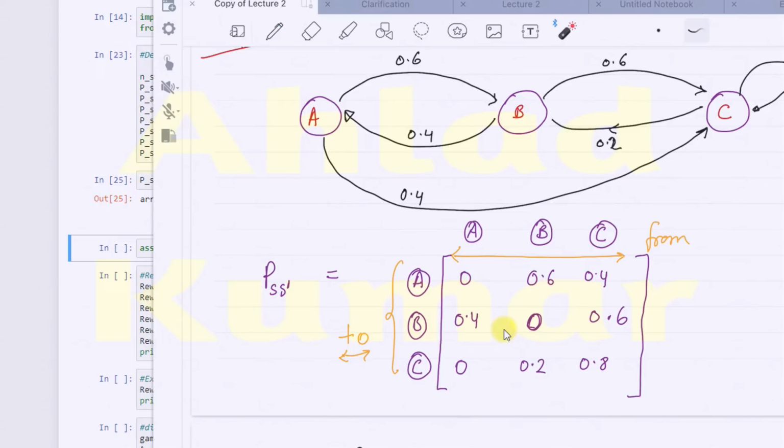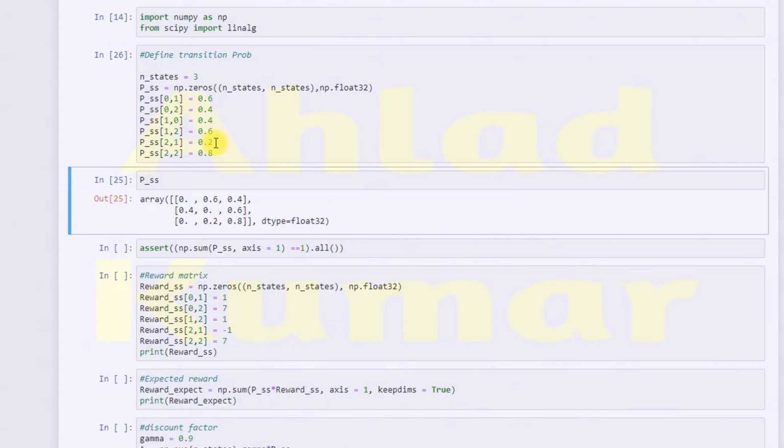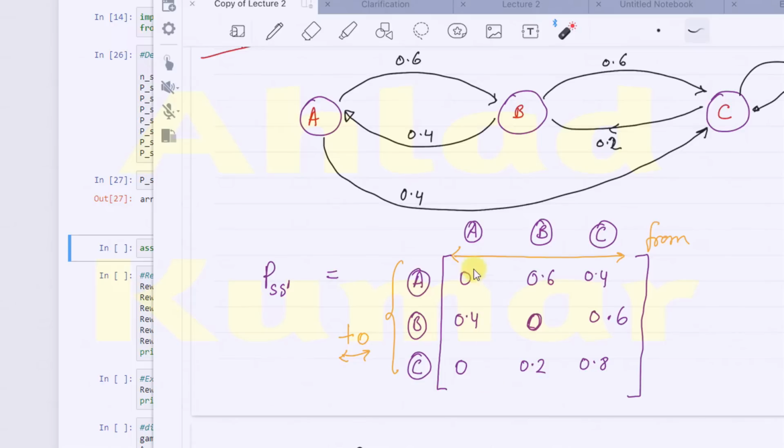At this location it was earlier 0.6, and then it is not 0.6 actually, here it is 0, and then 0.6 is on the right side. So what I have done is I have made this correction in the code also. Earlier it was not correct, so this is the right one which is now present over here. Now if I execute this, and then if I execute p underscore ss, then what I'll get is this particular matrix, which is the same as the matrix that we have over here.